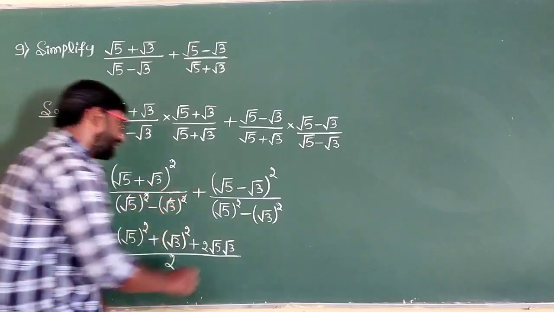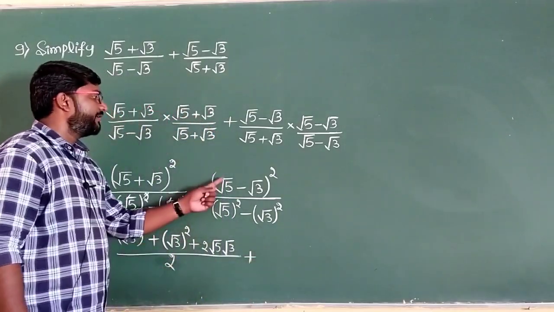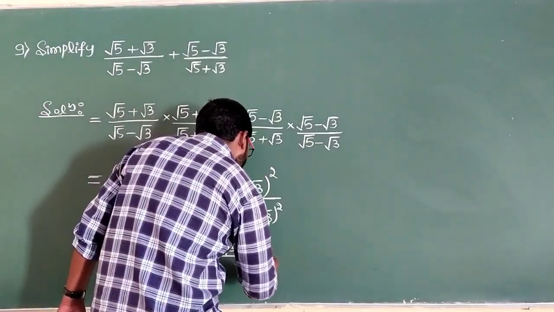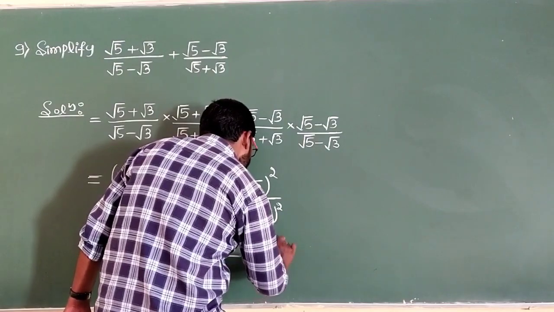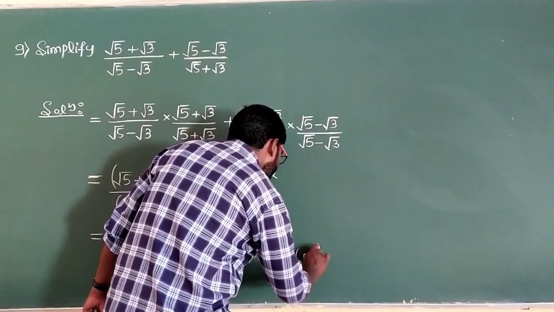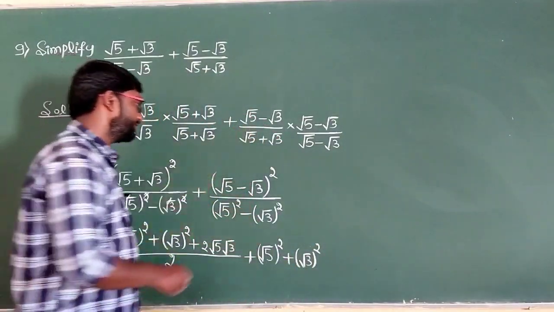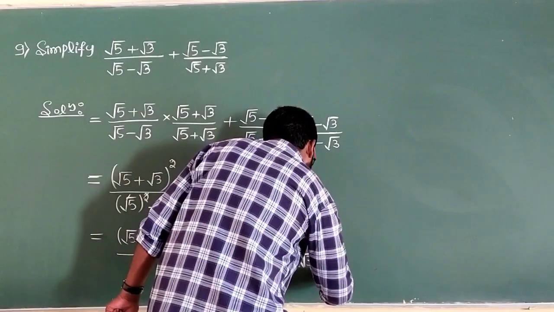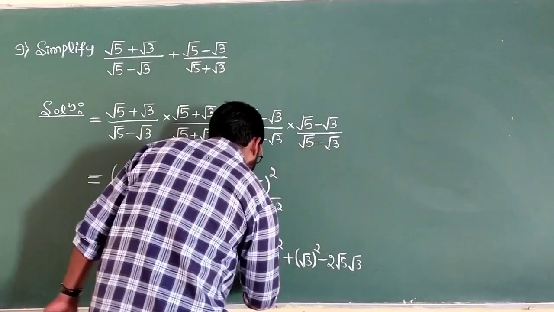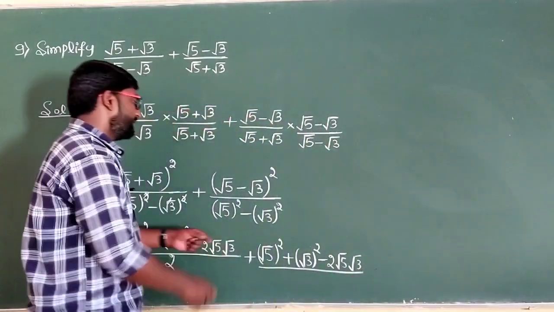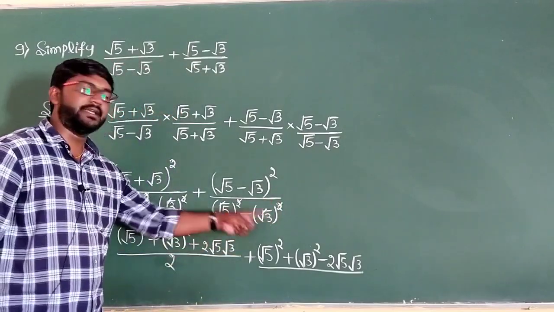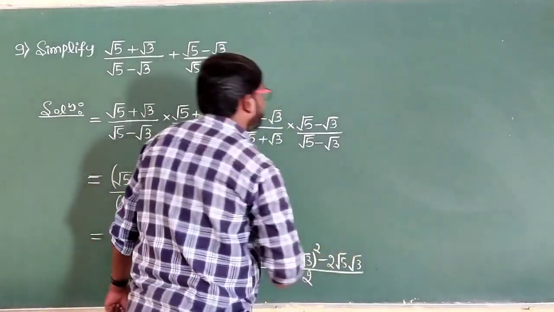So now here I write plus sign as it is. Then expand this using the a minus b the whole square formula. It is root 5 the whole square, then plus root 3 the whole square, then minus 2ab. So minus 2 times root 5 into root 3, divided by, so here square and root get cancelled, square and root get cancelled. 5 minus 3 it is 2.